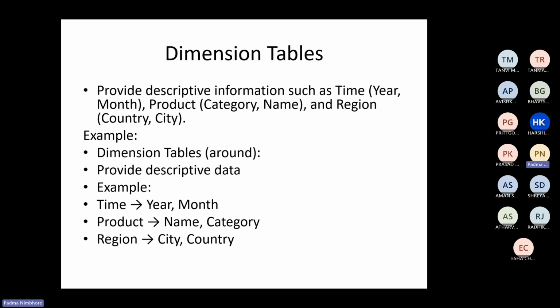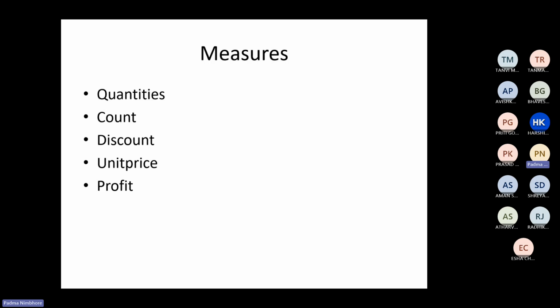That is in-depth information about that foreign key, like your time. So time, which is in the form of your year and month. So this is the example for this dimension table.